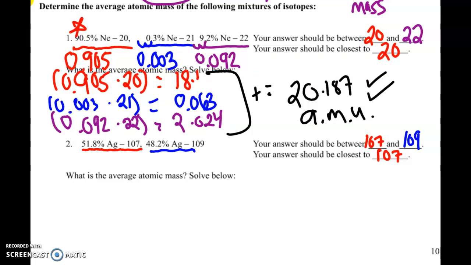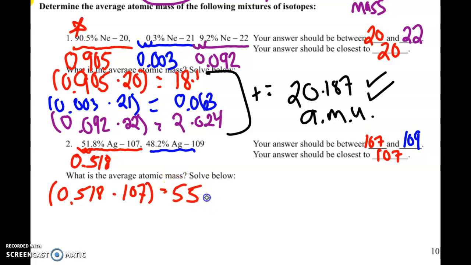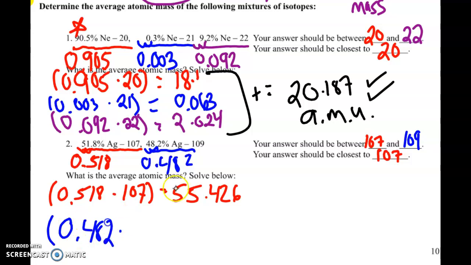So let's go through each term on that. Okay, so decimal equivalent. 51.8, move the decimal twice or divide by 100. 0.518. So I'm going to take 0.518 times 107. Pause, calculate that, and come back, please. You should have gotten 55.426. Now I've got to do the weighted average for the next isotope. So 48.2, make that a decimal equivalent, that's 0.482. So 0.482 times 109. Calculate that, pause and come back, please.